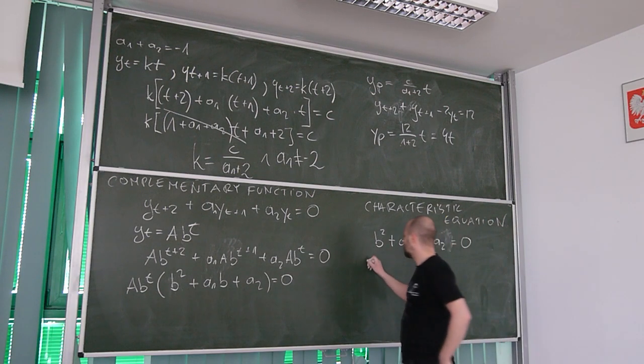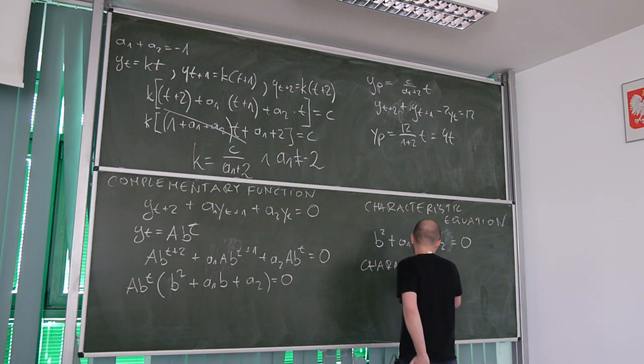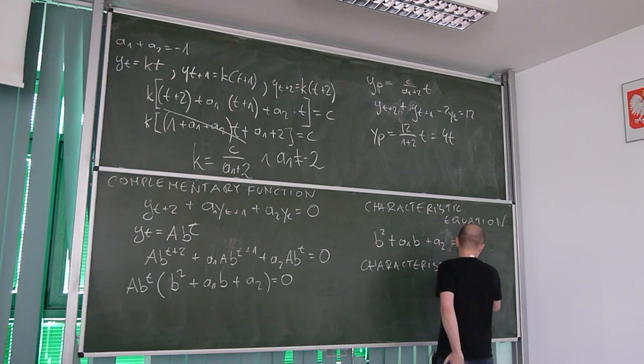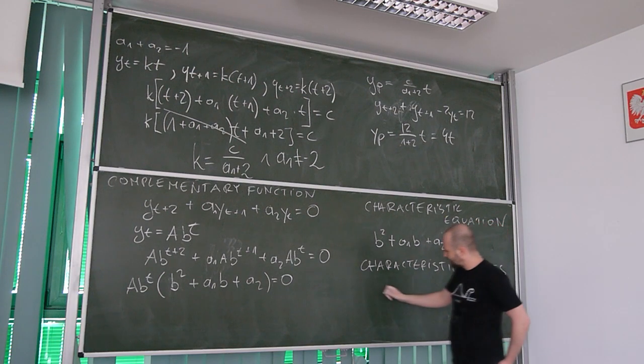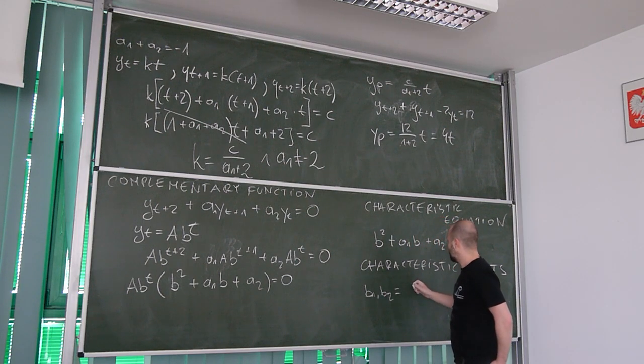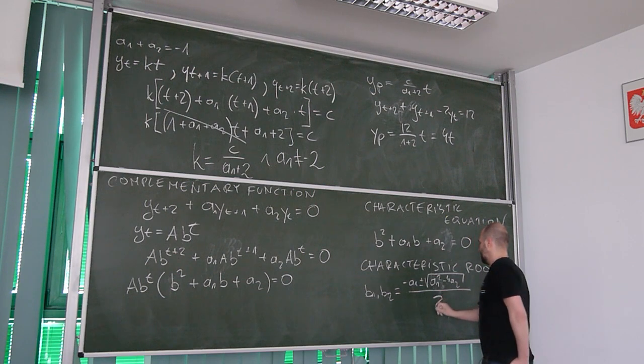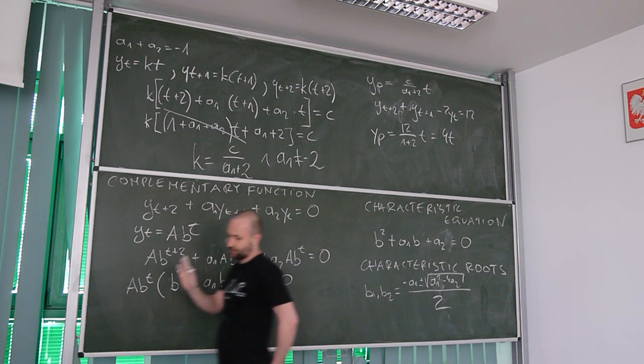We need to find characteristic roots. And of course, our characteristic roots are given by minus a1 plus minus the square root of a1 squared minus 4a2, over 2. In general, of course.